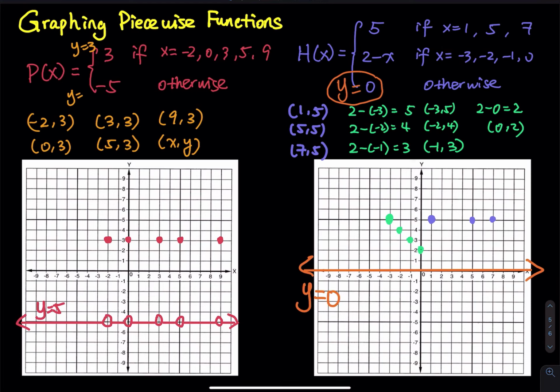Is this correct? The answer is partially right, because if you try the vertical line test, there are 2 intercepts, one at the green point, one at the y equals 0. So to fix this problem, all you have to do is add open circles at negative 3, negative 2, negative 1, 0, and then at 1, 5, and 7.